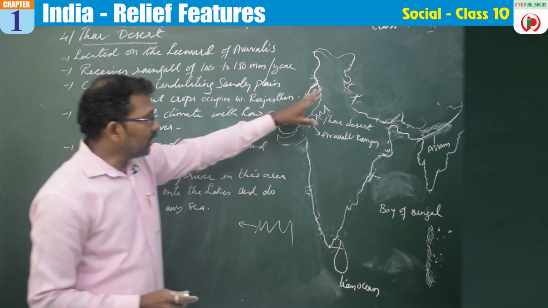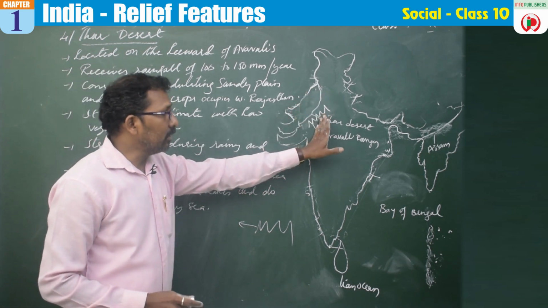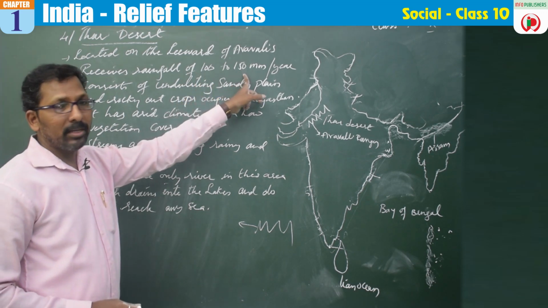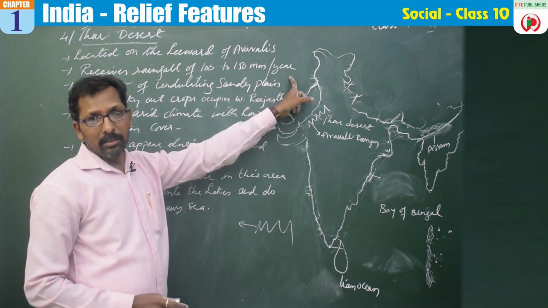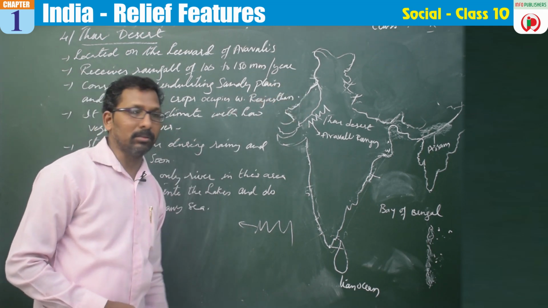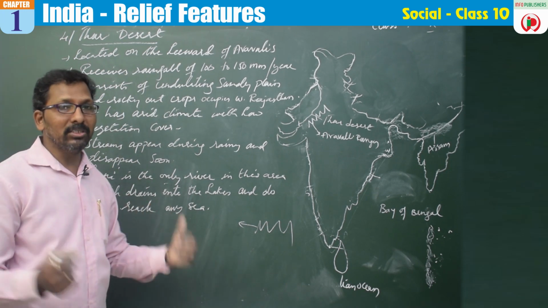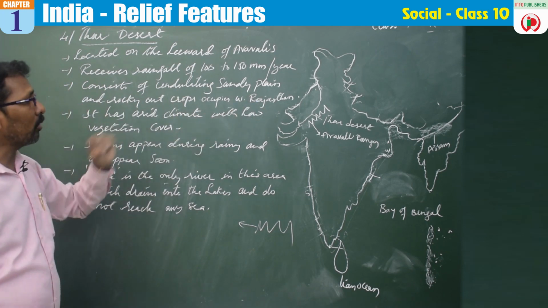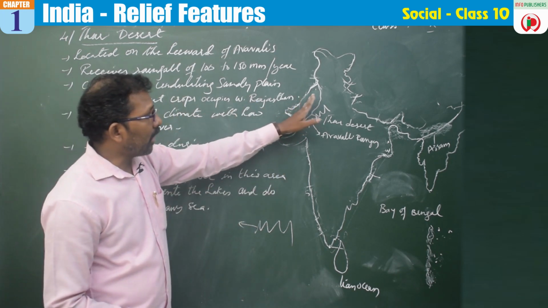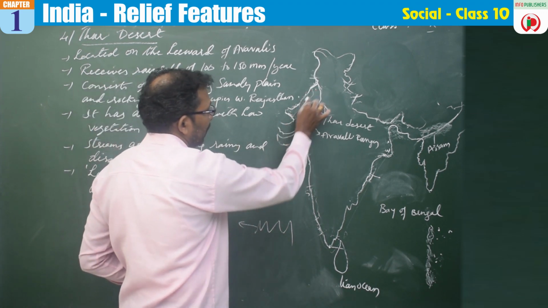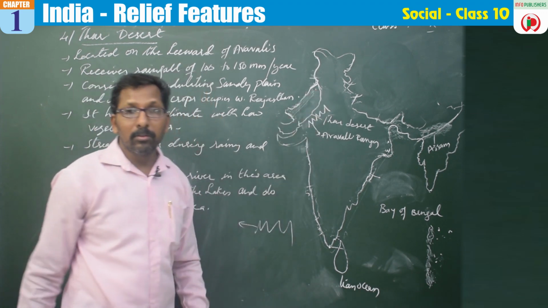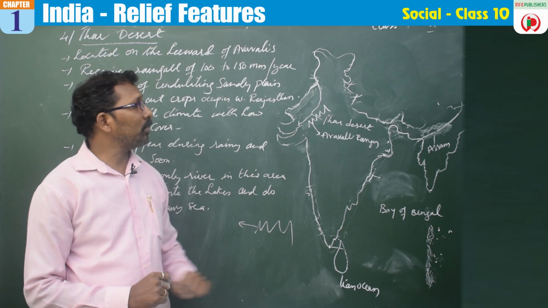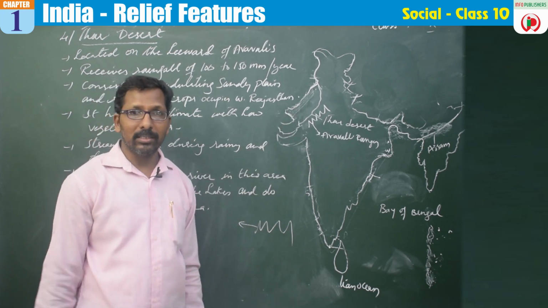So in this particular Thar Desert, it receives a rainfall of about 100 millimeters to 150 millimeters per year, which is not at all sufficient for growing any kind of vegetation here. It consists of undulating sandy plains and rocky outcrops in the western part of Rajasthan, right? So here we cannot grow any type of crops. It is very hot, and very little rainfall is present in the western part of Rajasthan.